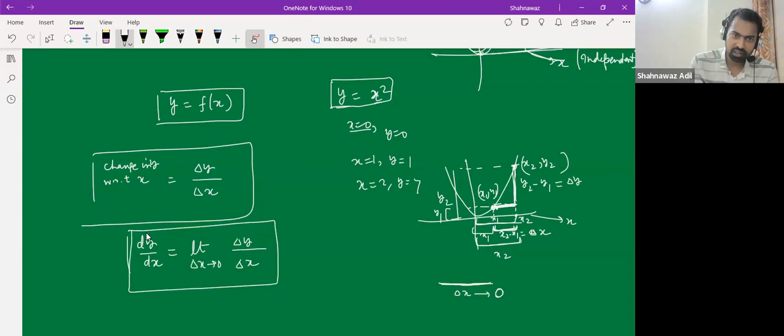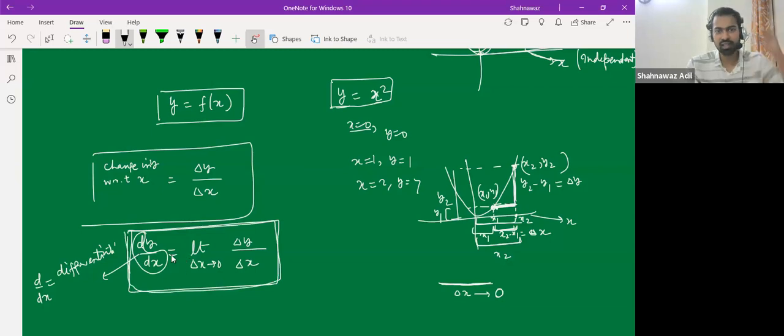And this d by dx is denoted by differentiation. D by dx is differentiation. So this is the formula for the differentiation. This tells how my y is changing with respect to my x.